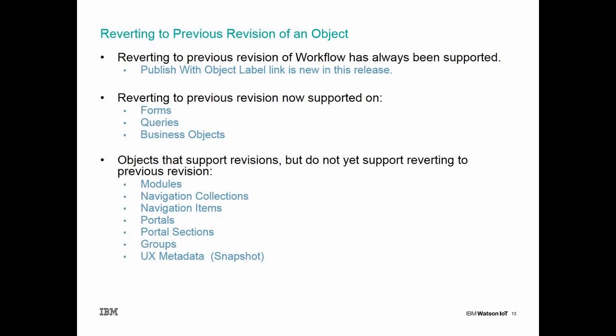which I will cover later. Reverting to previous revisions is now supported on forms, queries, and business objects. Objects that support revisions but do not yet support reverting to previous revisions are modules, navigation collections, navigation items, portals, portal sections, groups, and UX metadata. So essentially, with this release we've added revisioning support on forms, queries, and business objects.